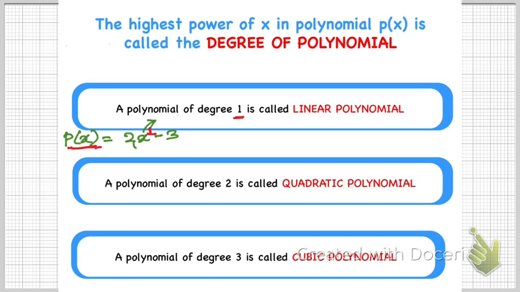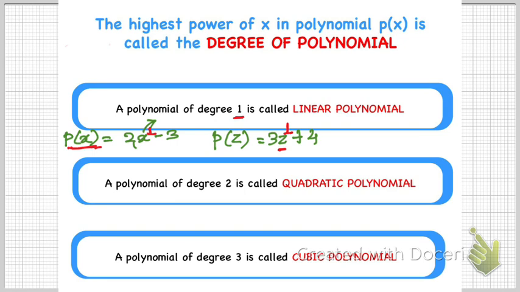Considering some more examples, if you have p(z) = 3z + 4. Again here we have only one variable term, that is z, and the power of z is 1. So this is also a linear polynomial, since the degree of the polynomial is 1.